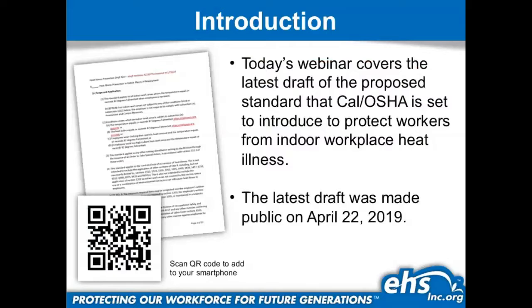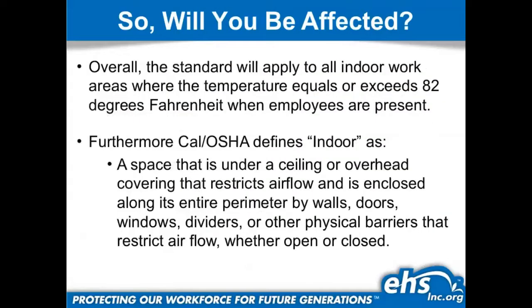Today's webinar covers the latest draft and proposed standard that Cal-OSHA is set to introduce to protect workers from indoor workplace heat illness. Overall, the standard will apply to all indoor work areas where the temperature equals or exceeds 82 degrees Fahrenheit when employees are present. Now, that 82 degrees is not exclusive to just temperature. That does take humidity into account. That is the heat index.